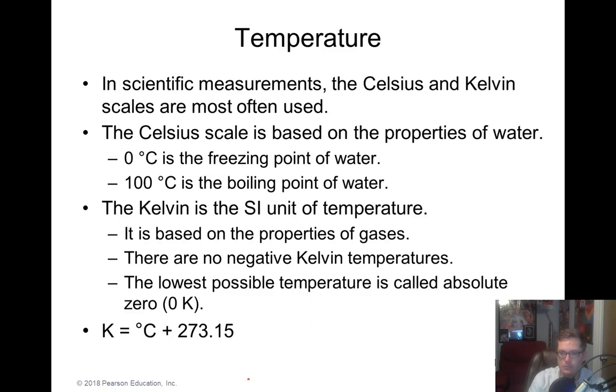Okay. So the Kelvin is the SI unit. That's the one when we do our gas laws and other things, we're always going to go to Kelvin. And it's based on the properties of gases. There are no negatives. The lowest possible temperature is called absolute zero. So in order to convert from Celsius to Kelvin, we use this value. I expect you to memorize that right there.